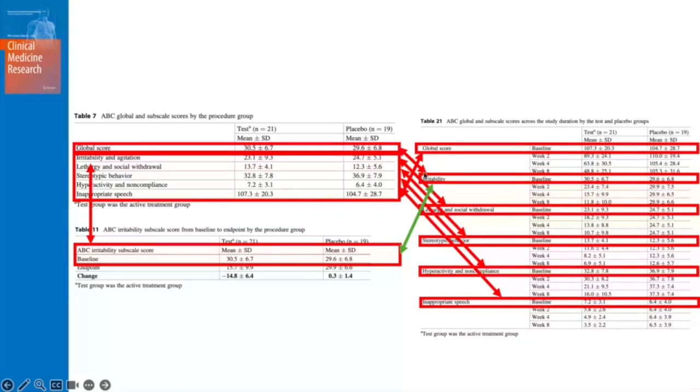And you can see also that there are many other inconsistencies. For instance, here, the global scores become irritability. Here, irritability and agitation become lethargy and social withdrawal. Here, stereotypic behavior becomes this one, and here this one. So it seems pretty clear that in this study, they just made a mistake in the table by inverting inappropriate speech and global score. So basically, if you do that, there is some kind of mess in the table and mess in the headers of the lines.